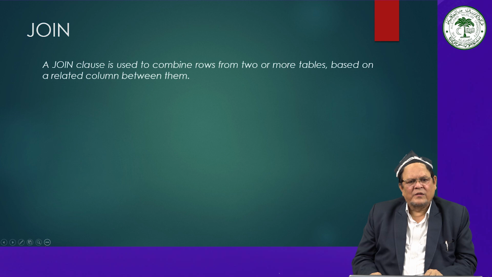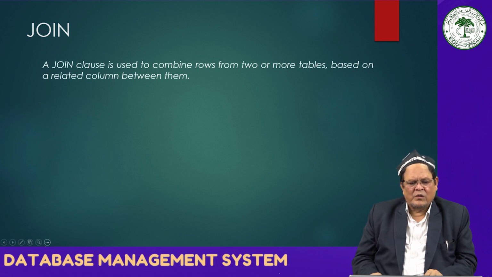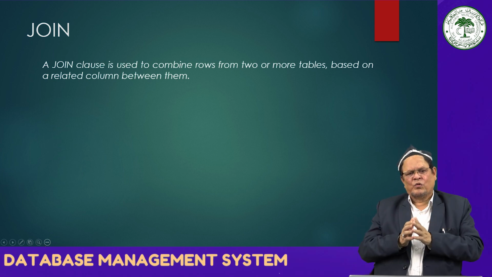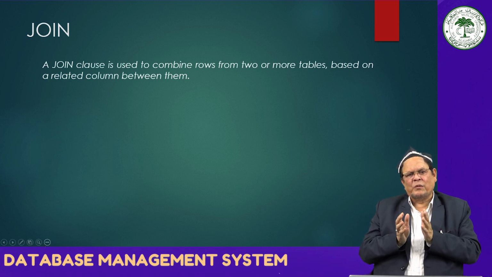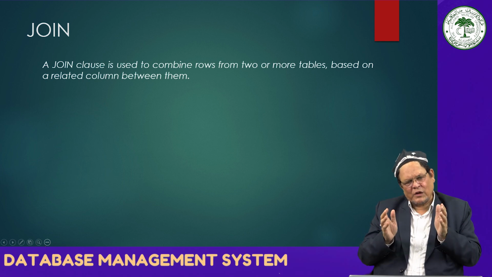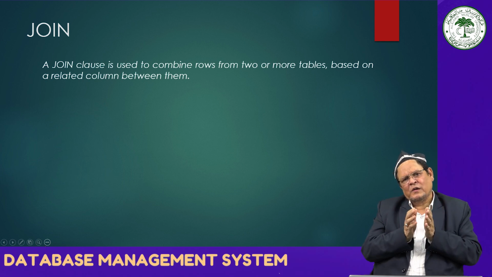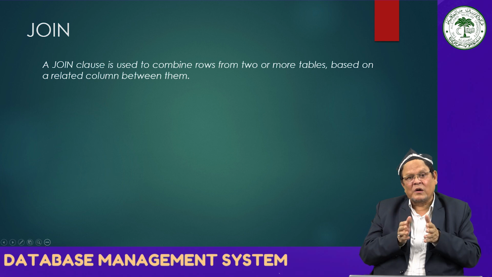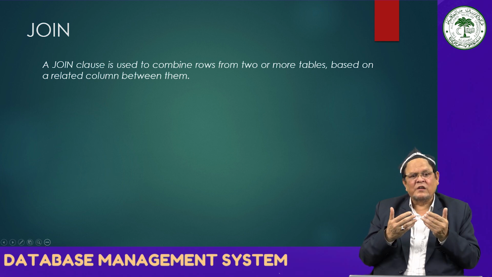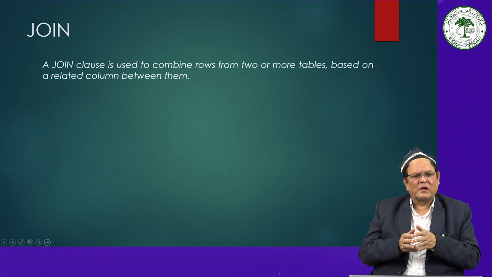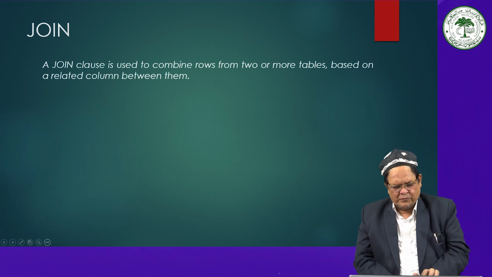So today's agenda we have to discuss. First is join. The join clause is used to combine rows from two or more tables. It means there are two tables, and both tables contain a common attribute, then we can join them based on the related column between them.